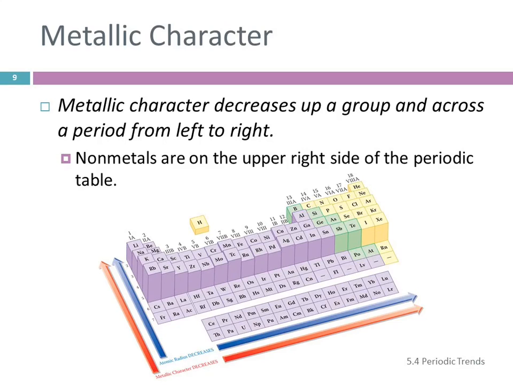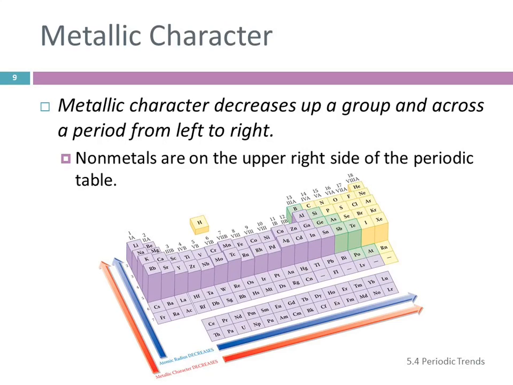So when we look at trends, we're thinking about going across a period or going up a group. So down here, this is saying that metallic character decreases as we go across a period, and it decreases as we go up a group. And you can actually figure that out just by looking at the periodic table. Maybe look at group 4A.